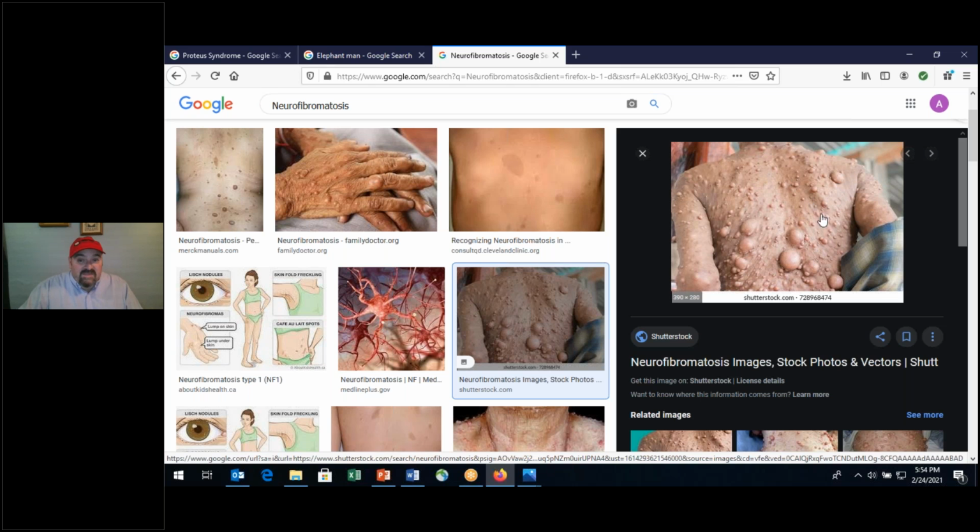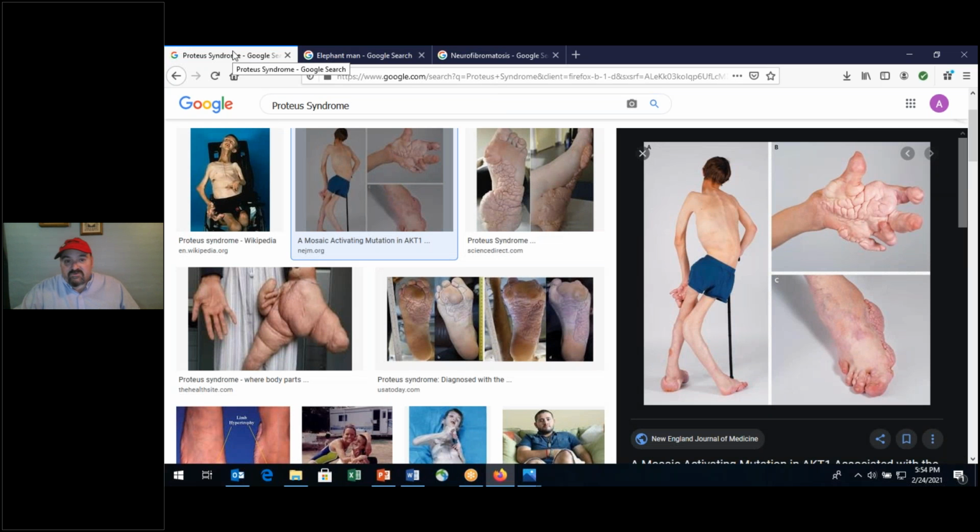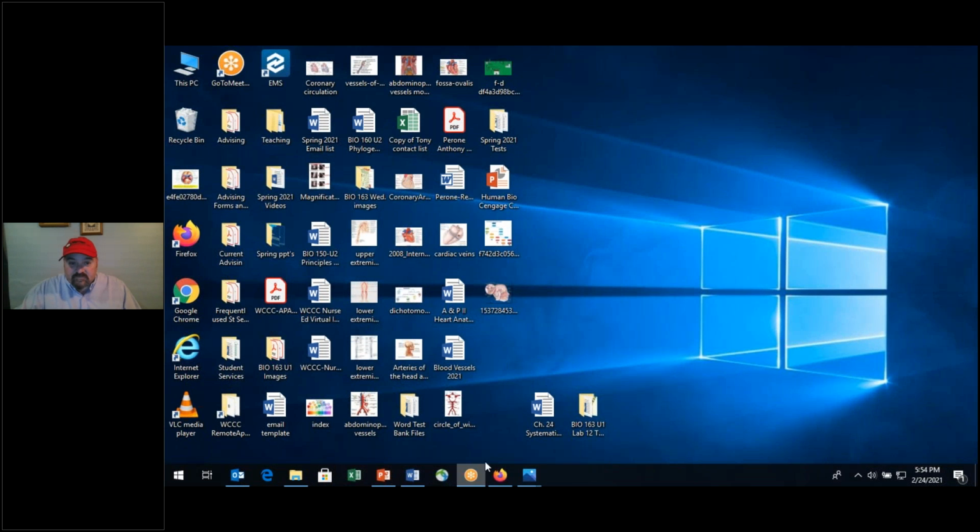They thought at one time that John Merrick might have suffered from neurofibromatosis, but as years have gone on, they believe that more than likely he suffered from Proteus syndrome. And so know that, like I said, not only growth hormone, but also thyroid hormone works in conjunction with each other in order to maintain symmetry within the body, one side and the other.